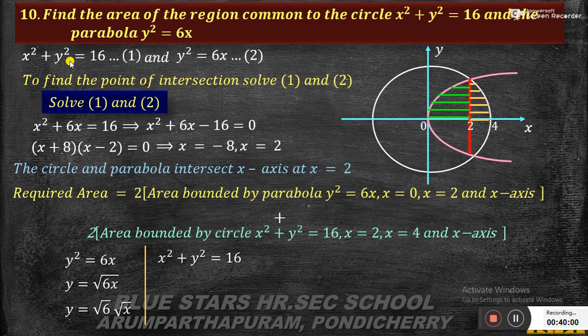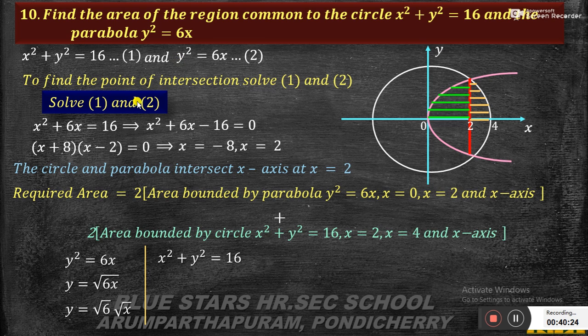So therefore now I write the given curves. This is the given curve equation: x square plus y square equal to 16. This is equation number 1. y square equal to 6x. This is equation number 2. To find the point of intersection, solve 1 and 2. Now we find out the point of intersection and solve 1 and 2.